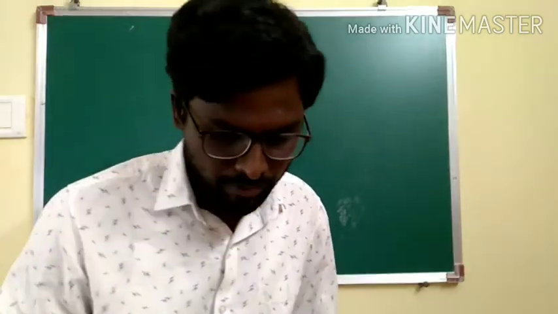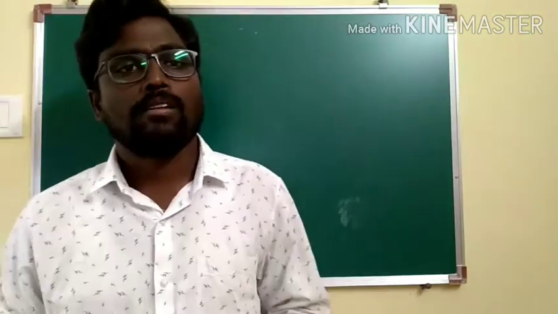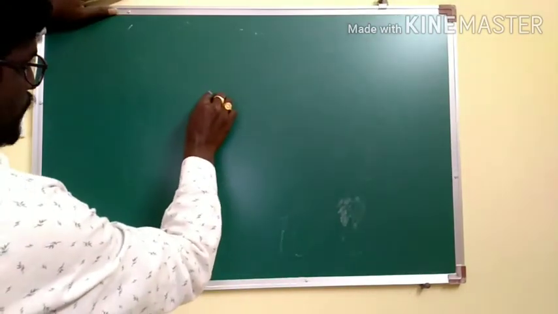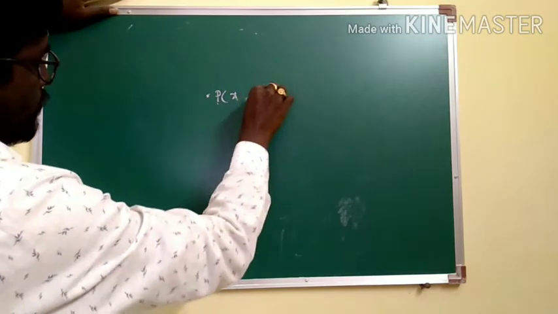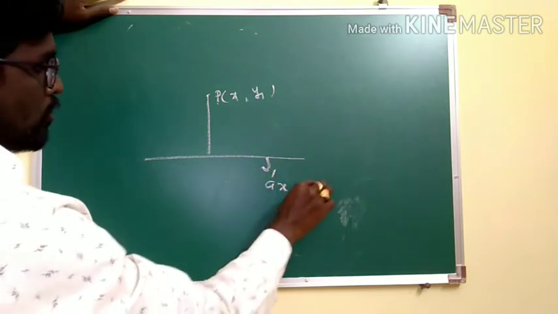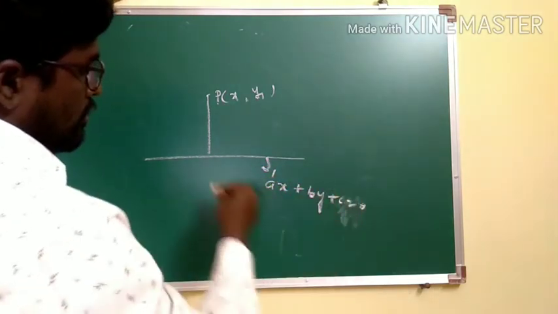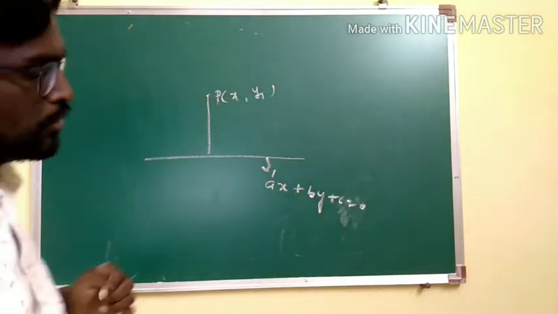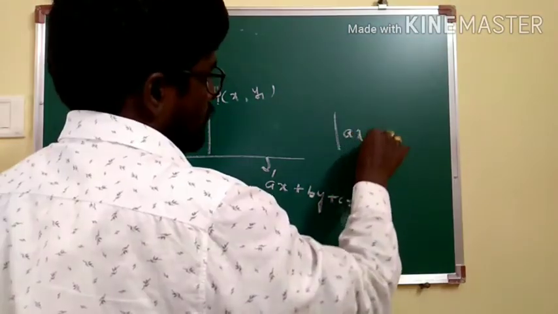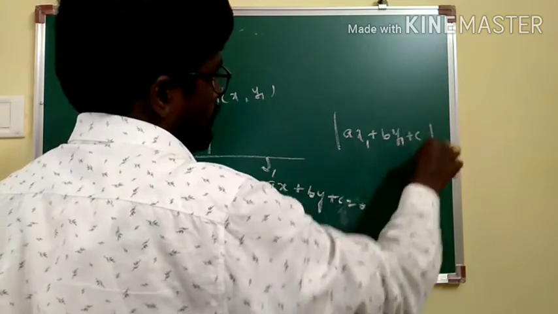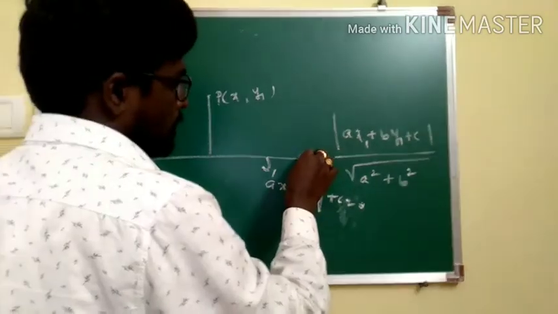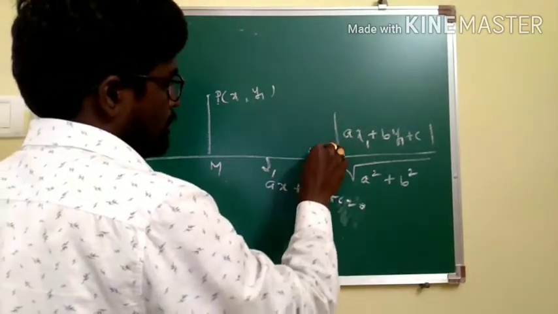In the previous lecture, we had the discussion over the perpendicular distance from a point to the line. What is that? If there is a point P (x1, y1), and we need to trace out the distance from that point to the line ax + by + c = 0, then what is that? It is mod of ax1 + by1 + c by root of a square plus b square. This is the perpendicular distance. Let's say this is a point M, PM is equal to this.